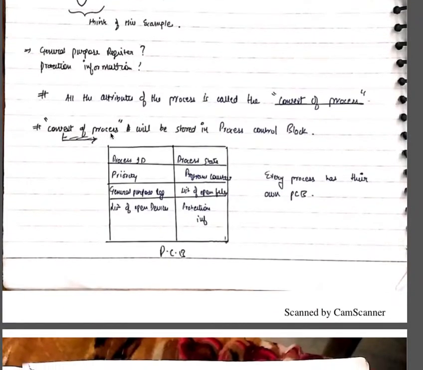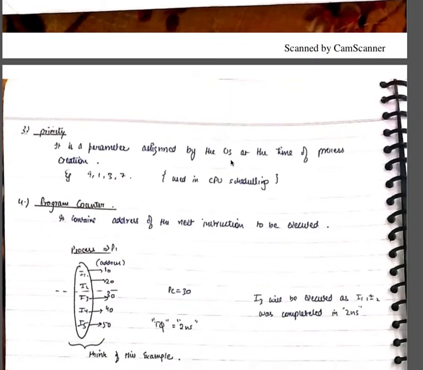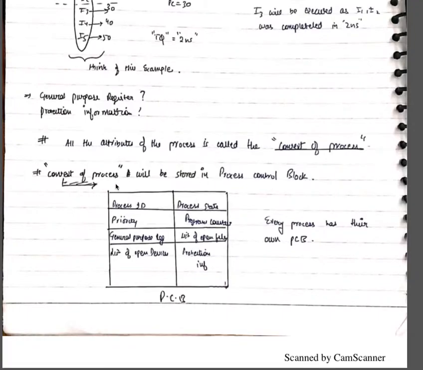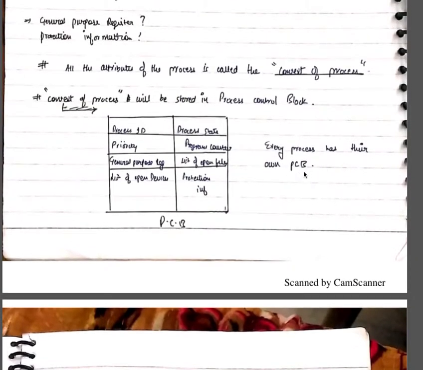Now, context of the process. What I mean by the context of the process is the attributes of the process. We have seen these attributes of the process, that is process ID, process state, priority, program counter, general purpose register, list of open files. It is also called the context of the process and will be stored in the process control block. It is also known as PCB, and every process will have its own PCB.